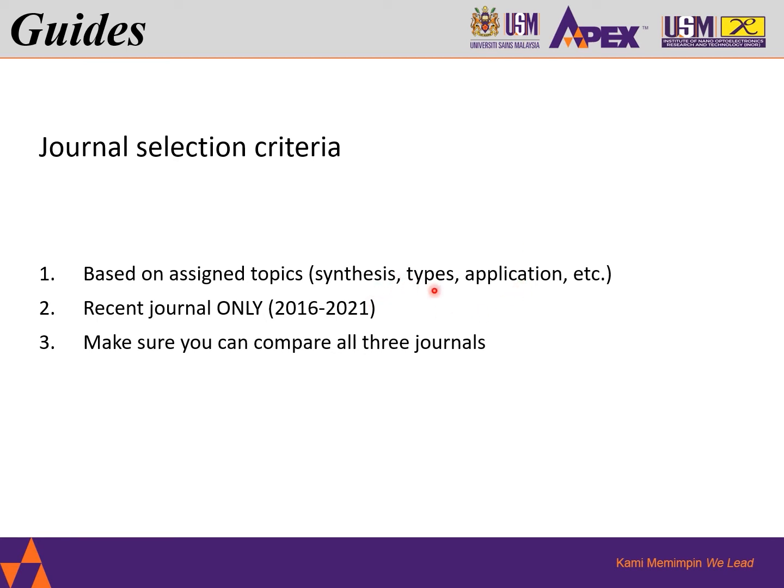You can also select the different application types of paper in terms of application. For example, the LED, one LED, the parameters are different, but the application is for the LED for the television, for example. You can discuss all these recent papers. So please also select the journal that is only from 2016 until 2021, and make sure, as I mentioned earlier, you can compare all these three journals. Please do not select different journals that are hard to compare. Okay, you will see later why you have to compare these three journals.